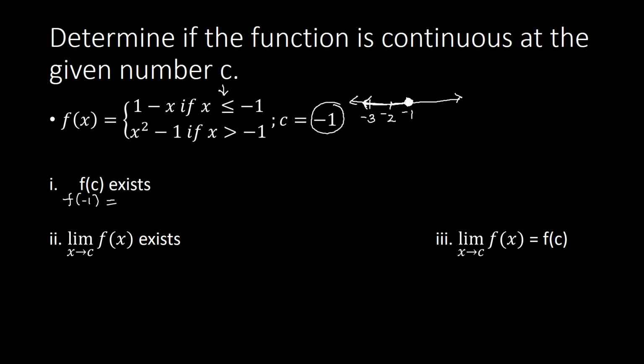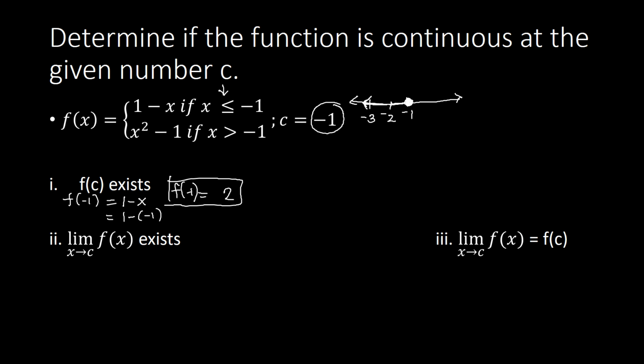We have that equal symbol, so automatically we'll be using that particular function in checking condition 1. We have f of negative 1 equal to 1 minus x. Substituting negative 1, we have 1 minus negative 1. This leads to a plus because negative times negative is positive. So 1 plus 1 is equal to 2. We have f of negative 1 is 2. So we're done with the first one. Our f of negative 1 exists, so we go to the second condition.